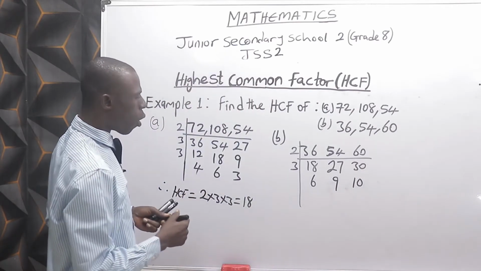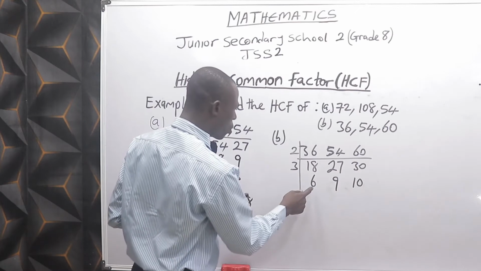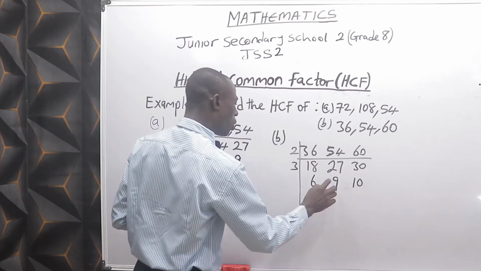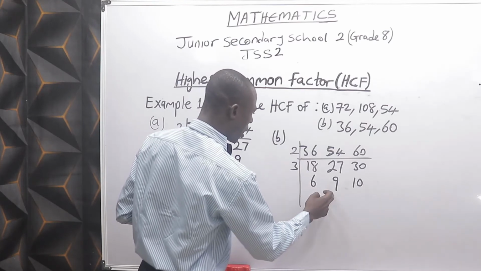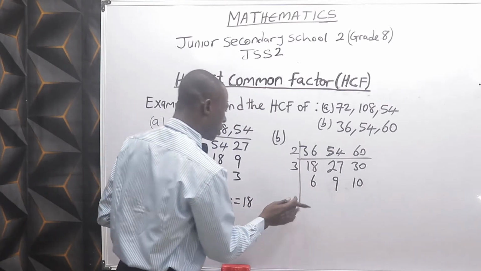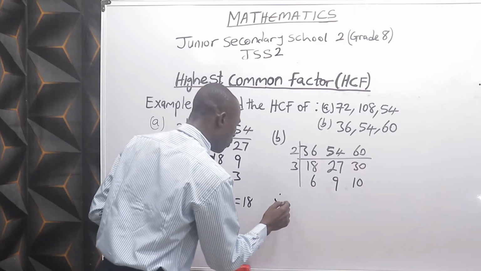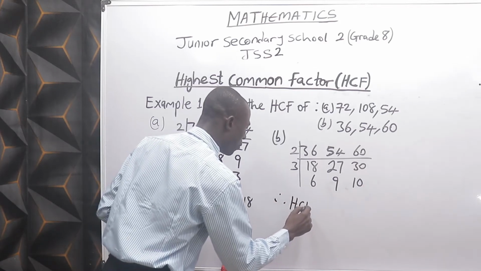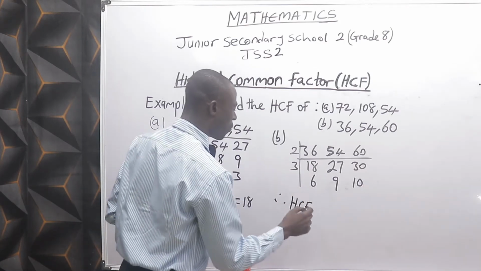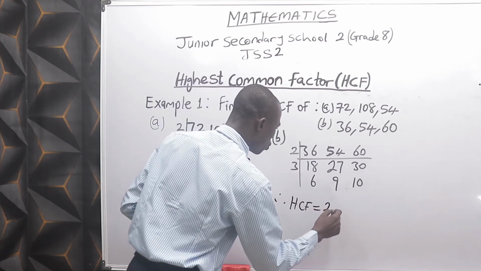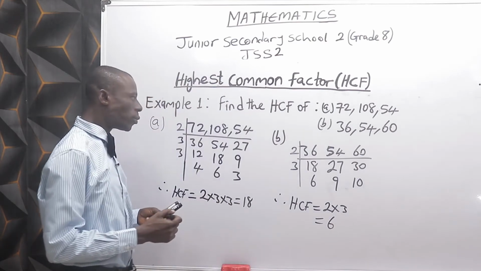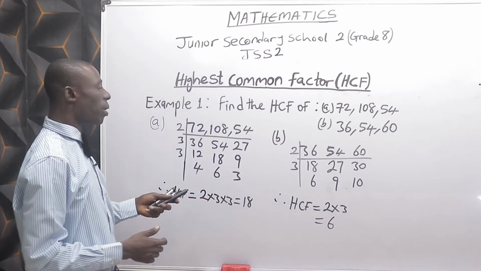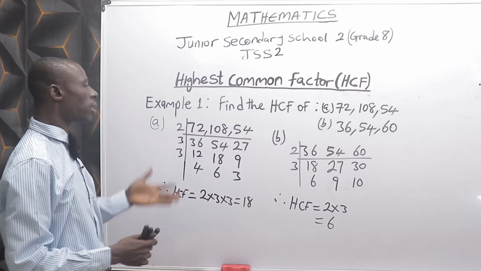What else goes in all? Nothing. 2 goes in 6 and 10, but not in 9. 3 goes in 6 and 9, but not in 10. So that is the end also there. Therefore, HCF of 36, 54, and 60 is 2 times 3, which is 6. So that is that about HCF using long division.